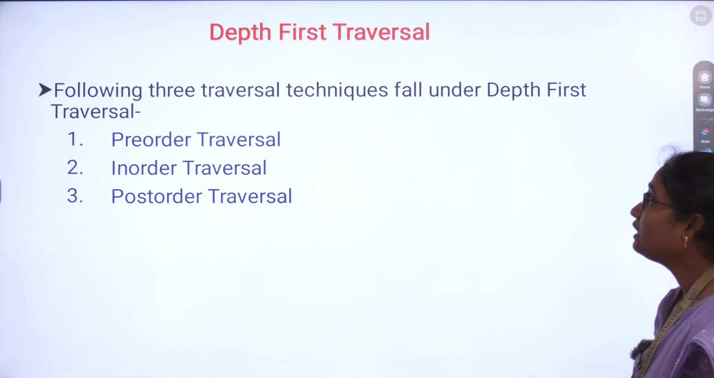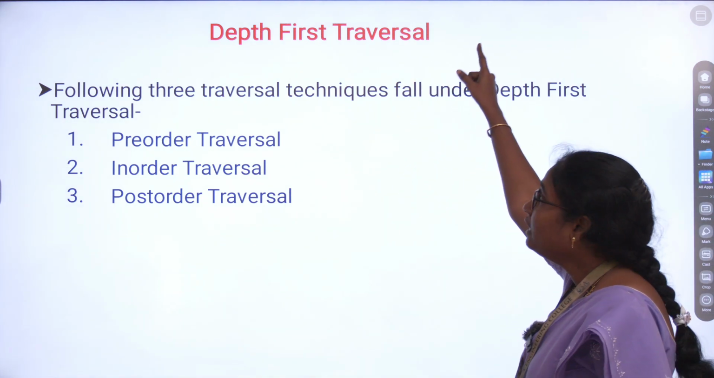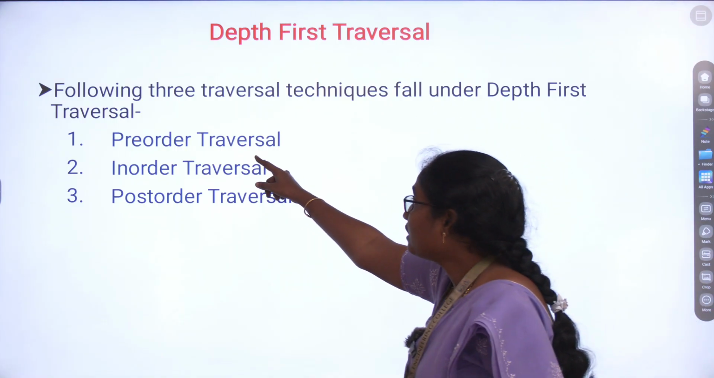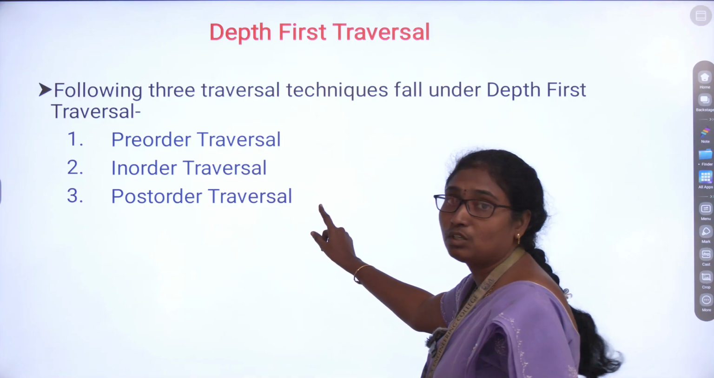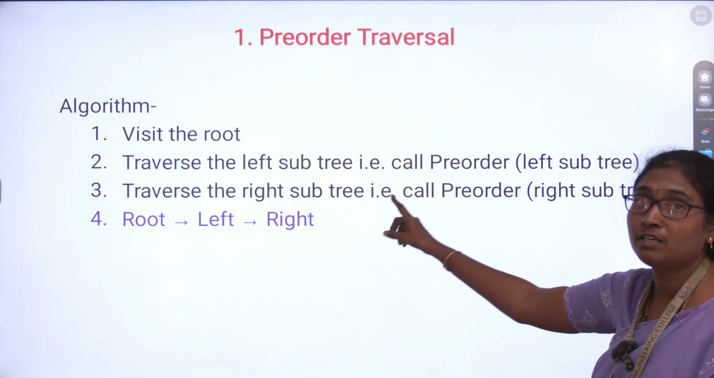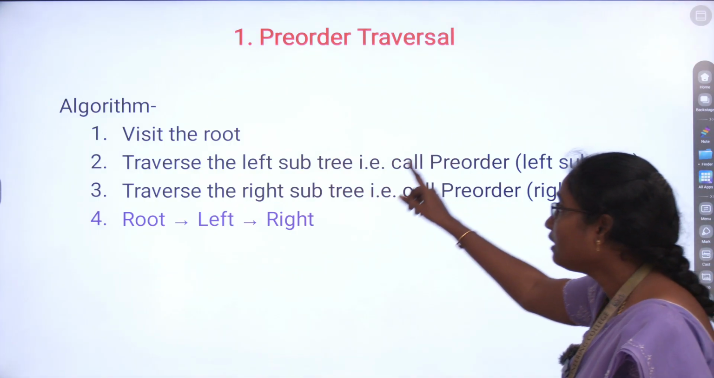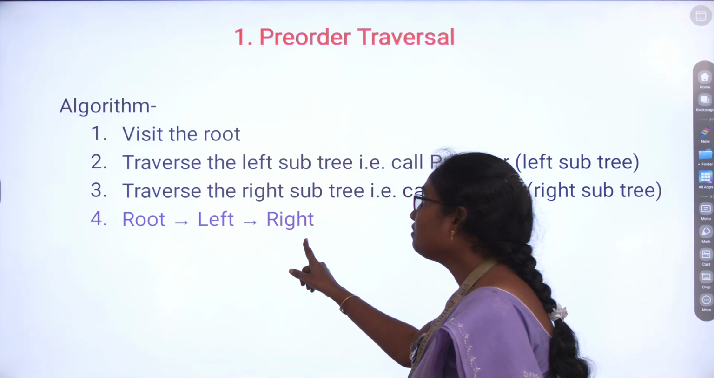First we will move on to the depth first traversal. It is also known as DFS. This depth first traversal consists of three techniques. First one is pre-order traversal, in-order traversal and then post-order traversal. So first we will move on to the pre-order traversal. In pre-order traversal, you are going to visit first the root node, then the left node, then the right node.